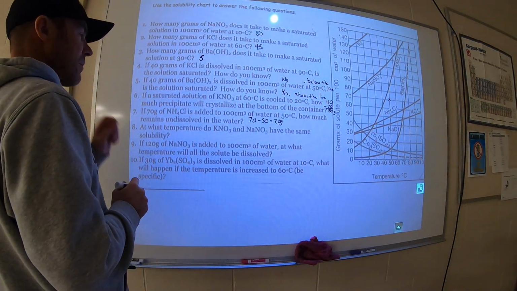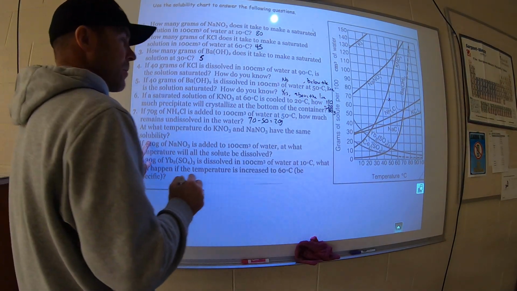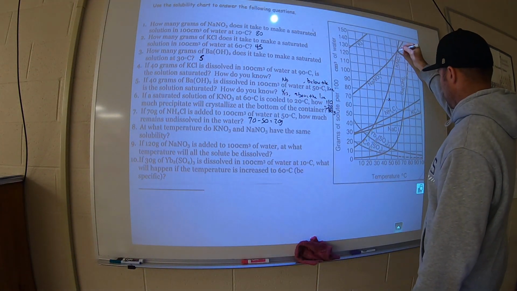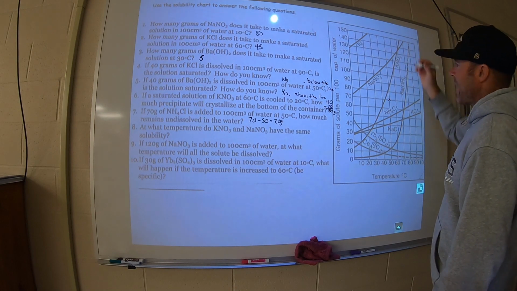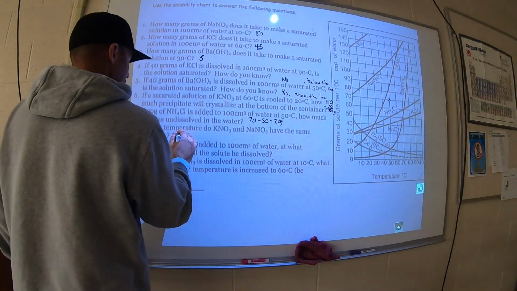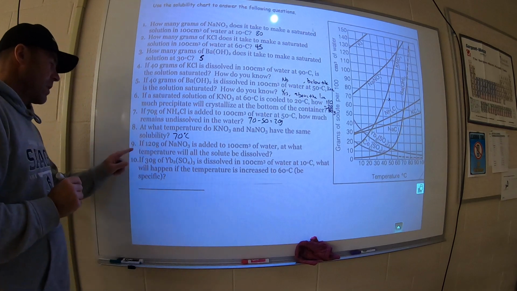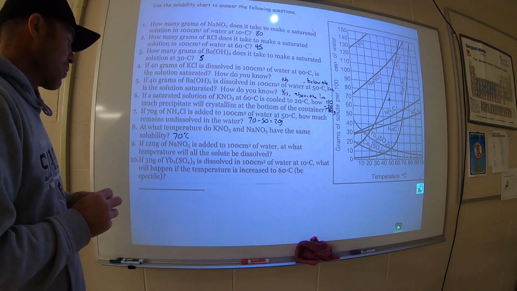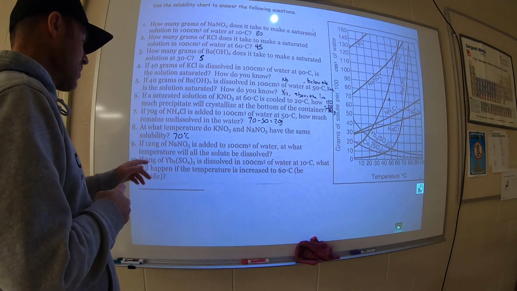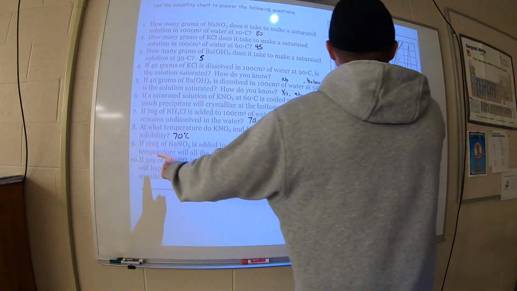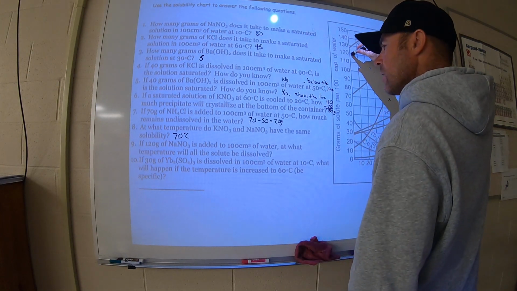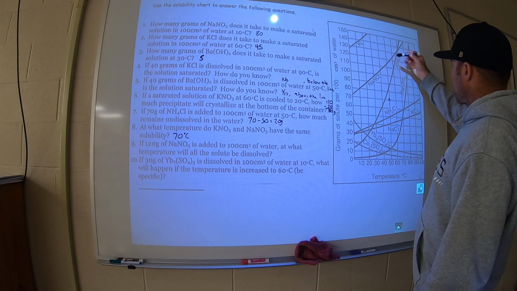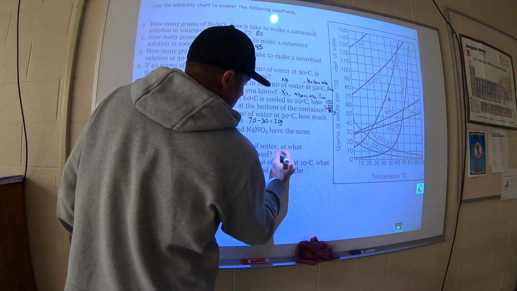Number 8, at what temperature do KNO3 and NaNO3 have the same solubility? So let's find KNO3 and NaNO3. They intersect right here at about 70, so 70 degrees Celsius. Number 9, if 120 grams of sodium nitrate is added to 100 cubic centimeters of water, at what temperature will all the solute be dissolved? So let's find 120 grams and intersect it with the sodium nitrate line. It's right here at about 55. So at 55 degrees, it's all going to be dissolved.